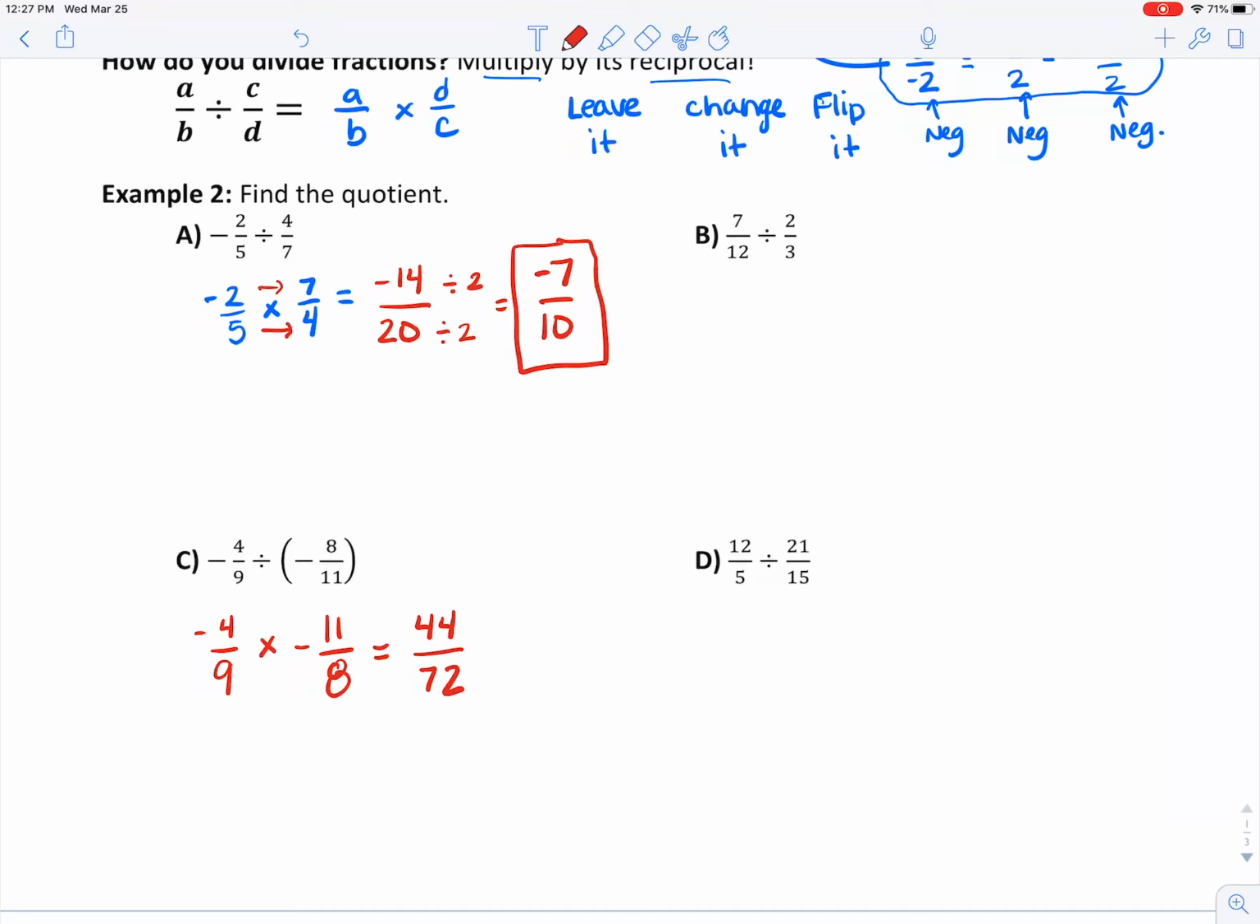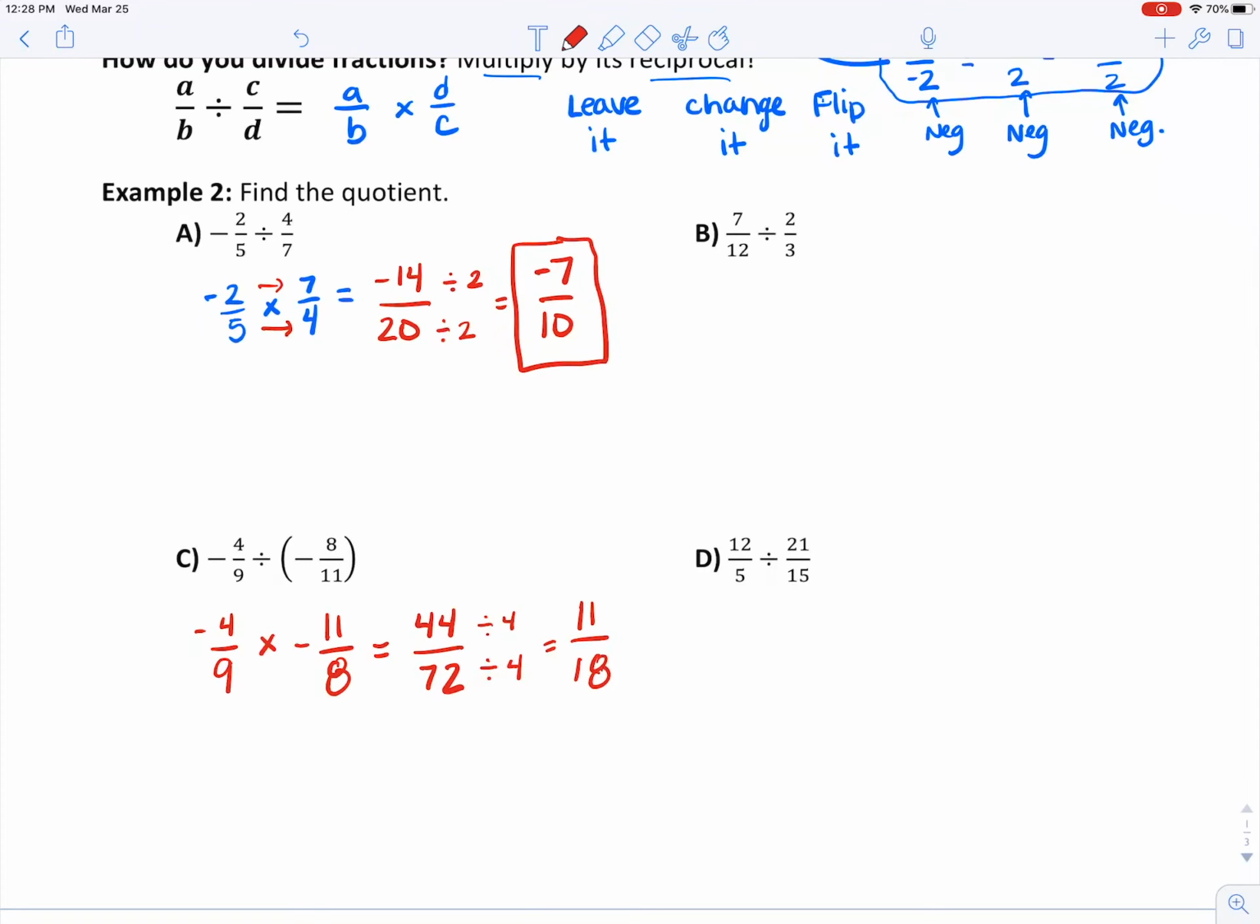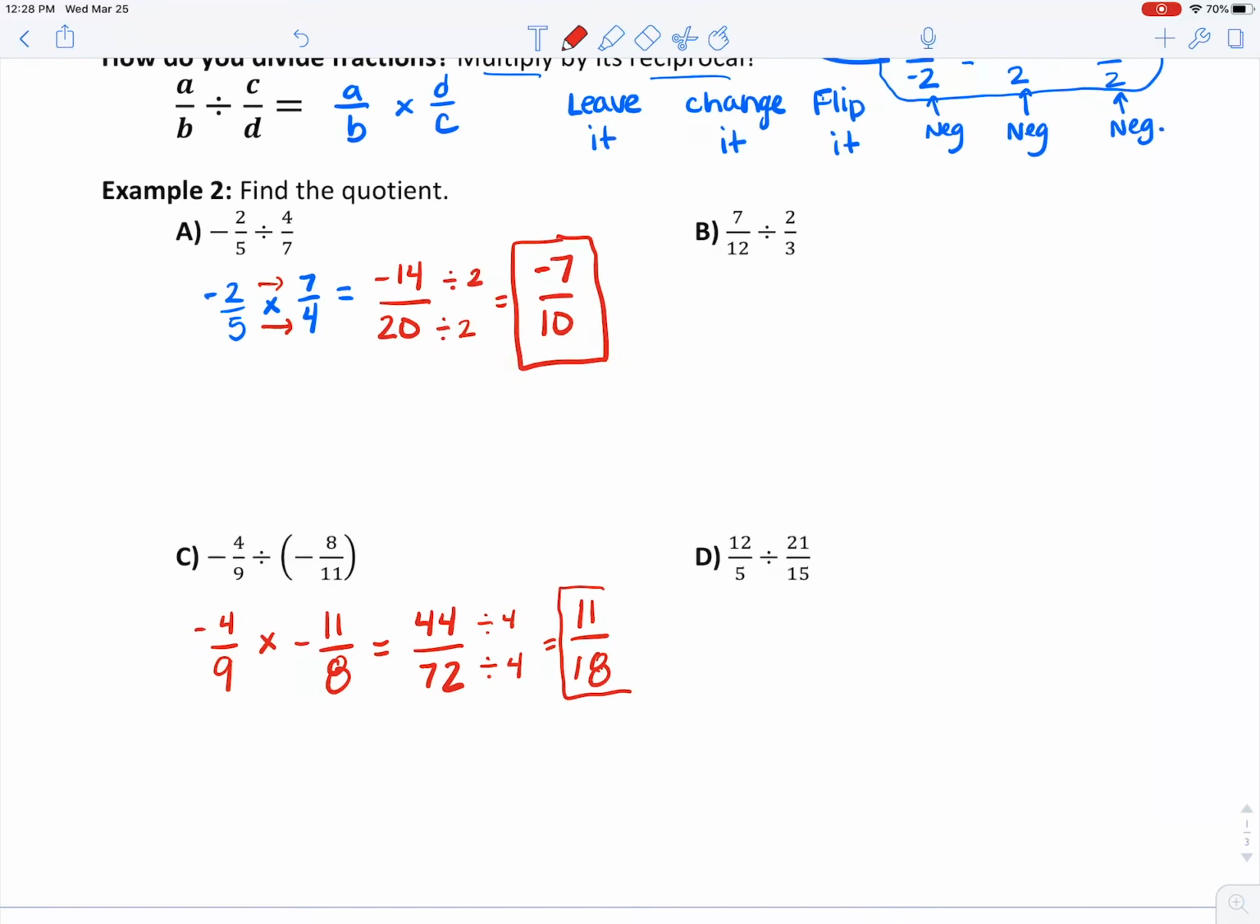All right, from here, we could simplify. I know that 4 should go into both of those. 44 divided by 4 is 11. And 72 divided by 4 is 18. Now you might be wondering, is there an easier way to simplify this fraction?